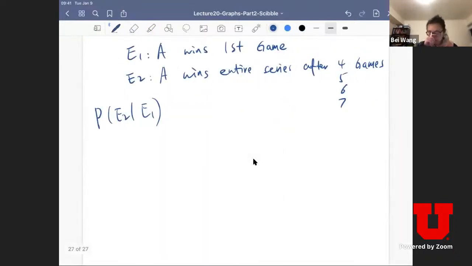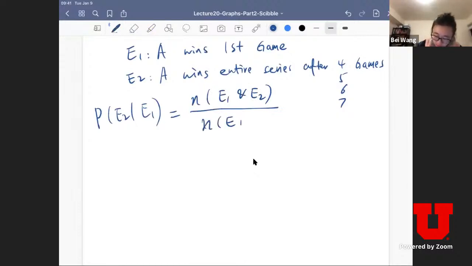It is the probability that A wins the entire series after a certain number of games, given that A wins the first game. So of course, the formula is the number of instances for both events to happen over the number of instances where the first event happens. But we're going to do it for after 4 games, 5 games, 6 games. Okay. So we're going to do this. Well, actually, let me compute it.